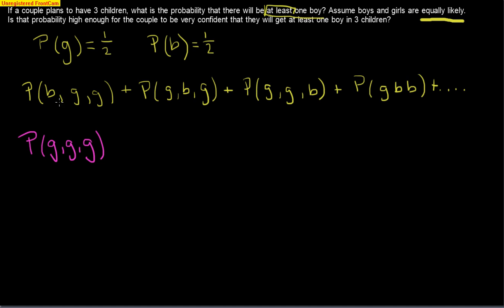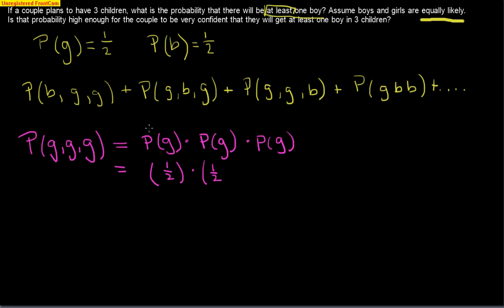All right, so let's think about this now. This is going to equal the probability of a girl, 3 events going on here, times the probability of a girl times the probability of a girl. We know that's going to be 1/2 times 1/2 times 1/2, which is the same thing as 1/2 to the 3rd power, which is going to equal 1/8. So the probability of having 3 girls is going to be 1/8.